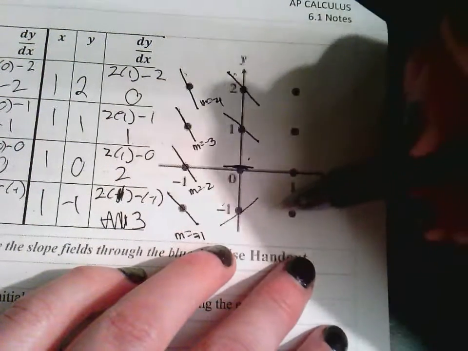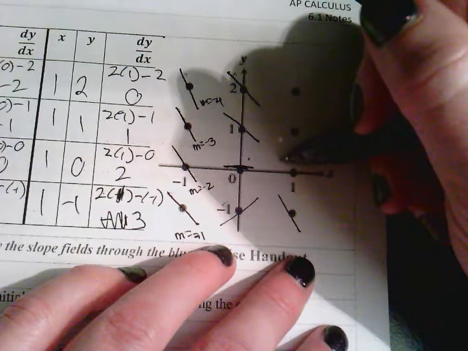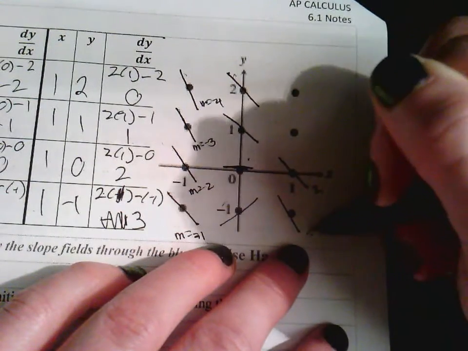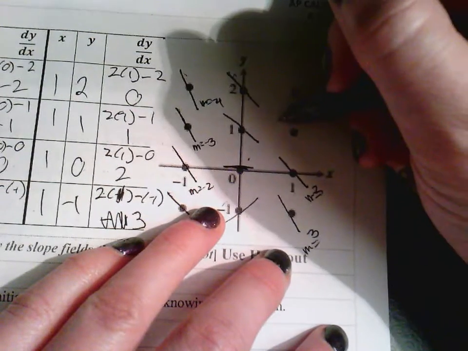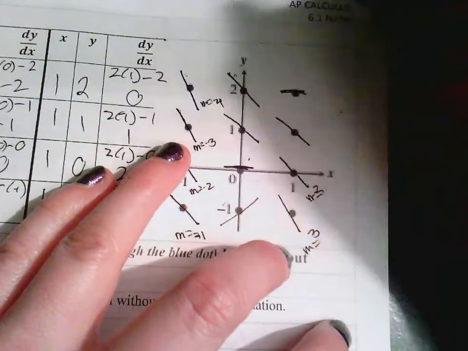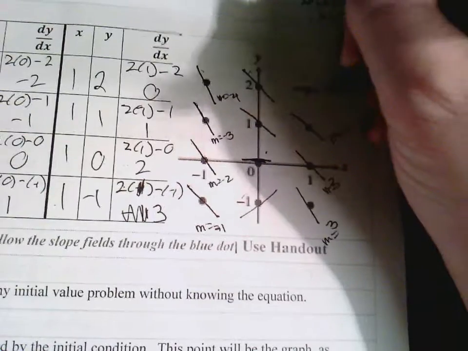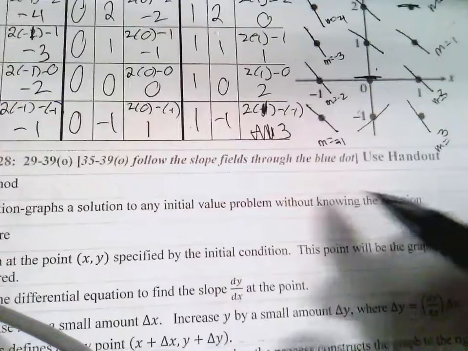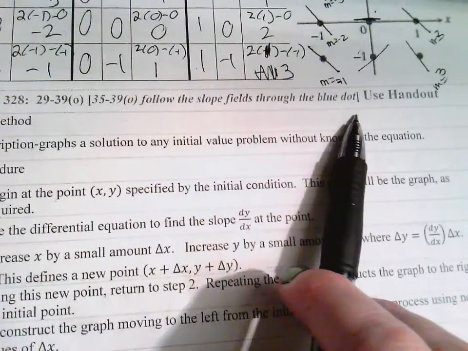So there's kind of what 3 is. Trying to do a little muscle memory there. Slope of 2, a little bit flatter than that. So that's 2, 3, m equals 1. That's a little easier because you can kind of get a gander of it. And 0. So that's your slope field. Okay, and on the handout I gave you, you'll have little things. Follow the slope fields through the blue dot to help you out with 35 to 39 odd.